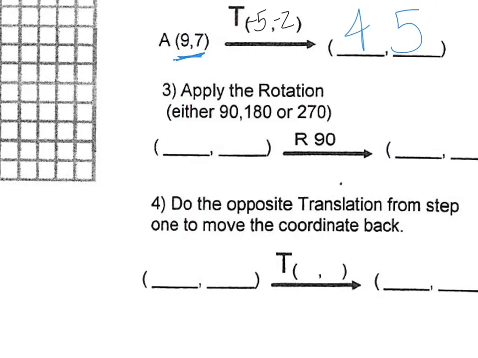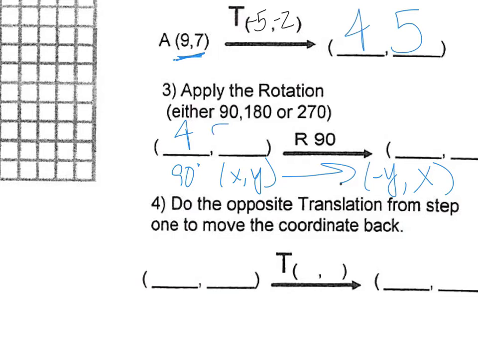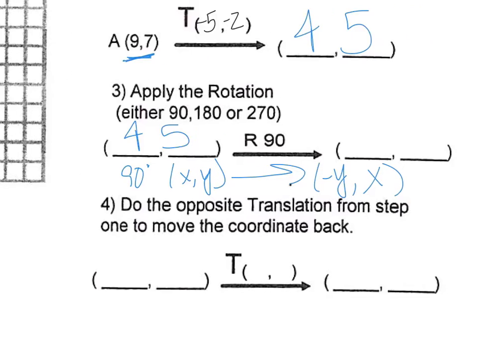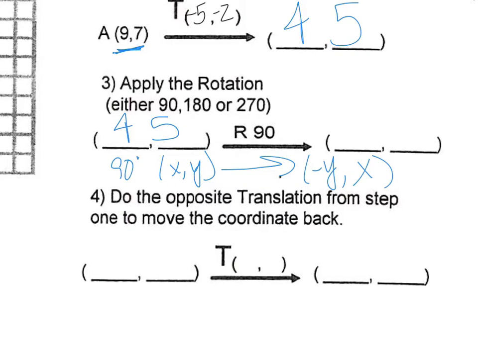Now we're going to apply the rotation of either 90, 180, or 270, and in this case, it is 90 degrees. Some of you might remember that the rule for a rotation of 90 degrees is (-y, x). So I'm going to take this coordinate, (4, 5), and rotate it 90 degrees. Following the rule, it winds up to be (-5, 4).